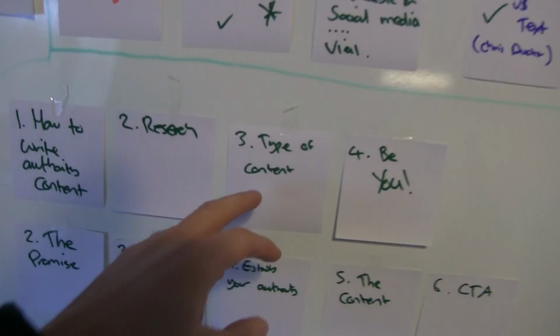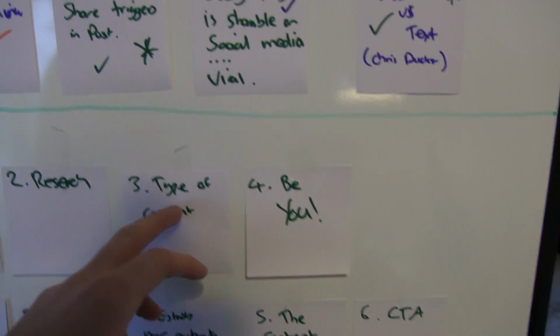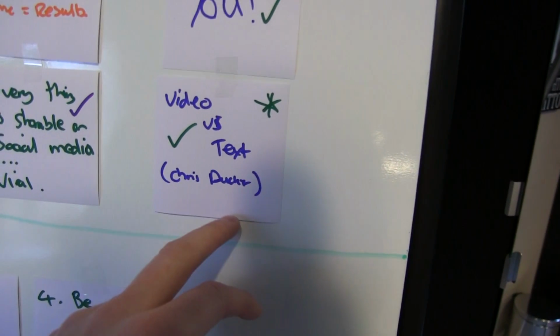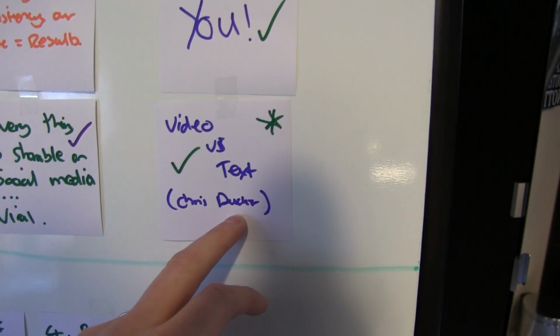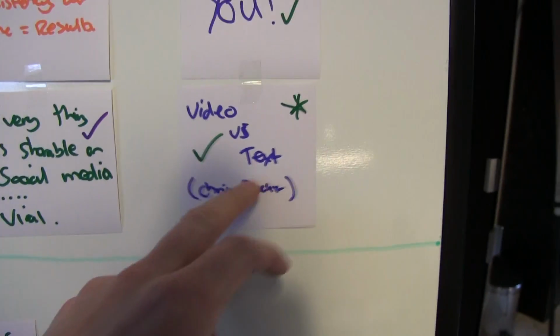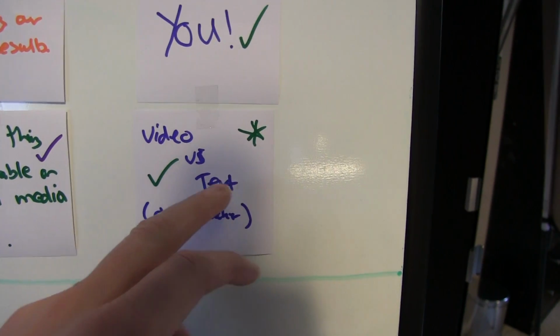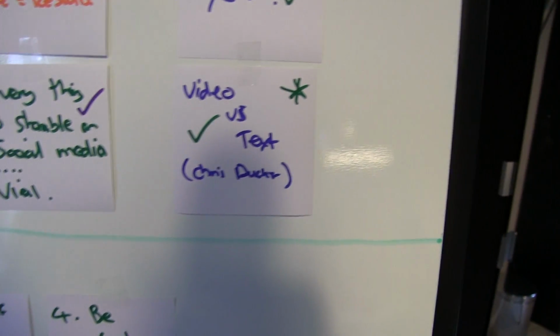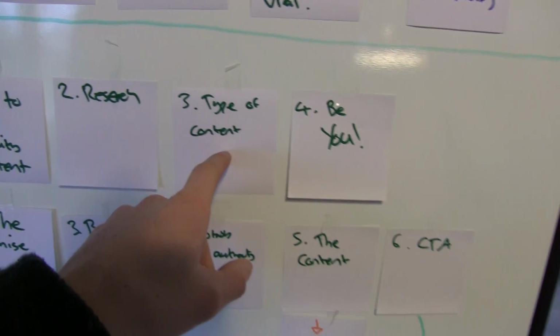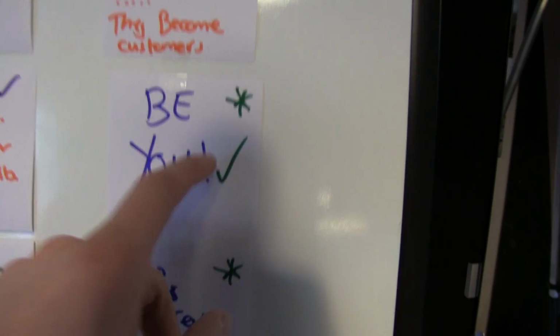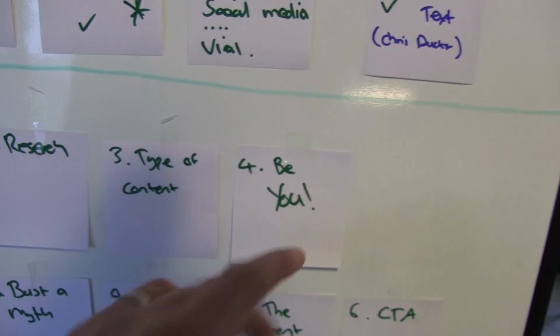Yeah, so then type of content, okay, video versus text. I've had a very interesting conversation with Chris Ducker on my podcast. For the guys that know Chris Ducker, he's incredible, and me and him talk about this a lot on that podcast, which will be coming out very soon, guys. But that's very important, okay, the type of content. And lastly, be you. Don't try and be anybody else, be you, okay. That's why that point's there.